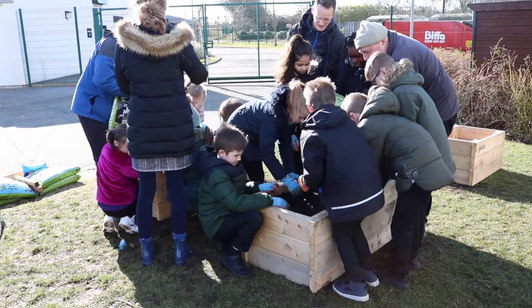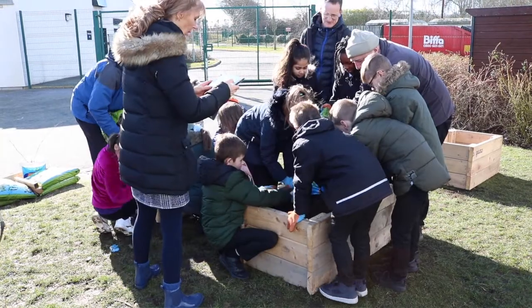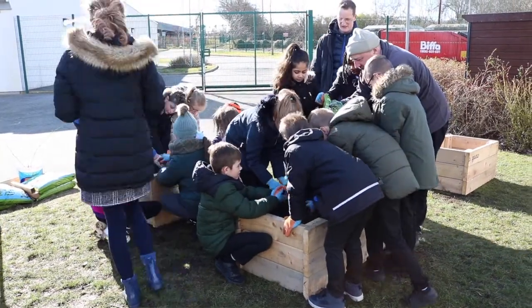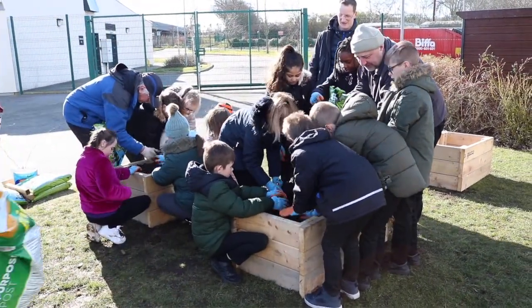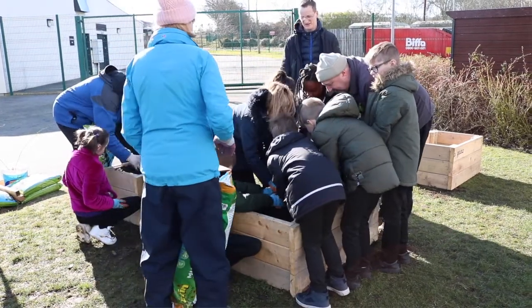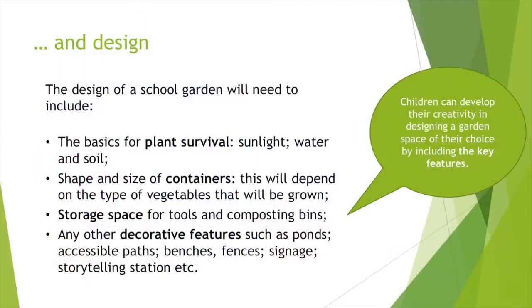Another important element to consider when designing a garden space is the shape and size of containers. The bigger the containers, the more soil will be needed. But the size of the space would also depend on the choice of vegetables that will be grown. And finally, another important element is storage. Is there a shelter for storing tools? Is there a space for composting bins?